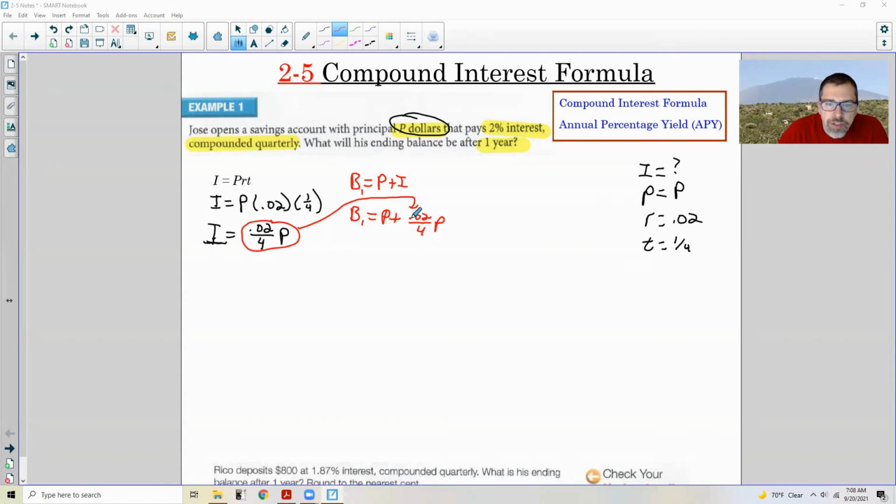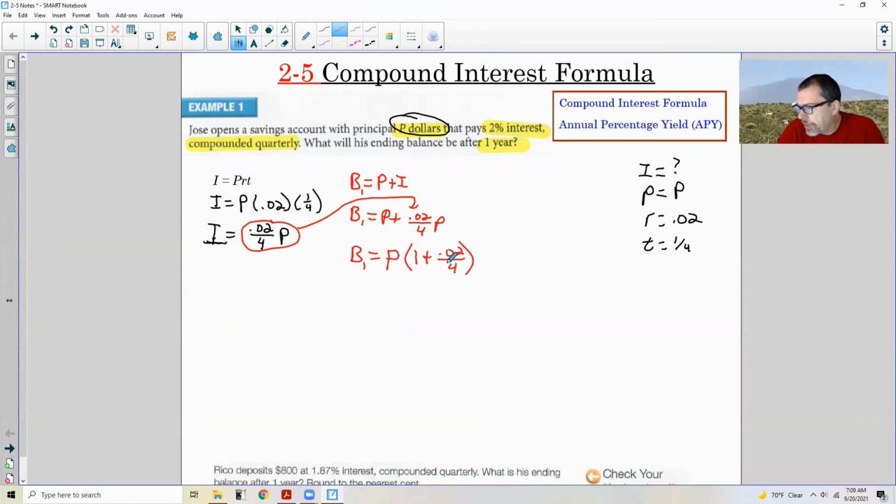Okay, so now what we have is two terms separated by this plus sign. So this is a binomial, and they both have a value that's got P in it. So they have a common term, a like term, and I can factor that out. So if I factor out a P, that is going to leave me P times 1. Okay, so P times 1 is this P plus 0.02 over 4. So if I take P times 0.02 over 4, this will give me that 0.02 over 4P. So all I did here was factor out a P. Okay, so there's B1. Principal times 1 plus 0.02 over 4, which is 1 plus our rate divided by our quarterly compounding.